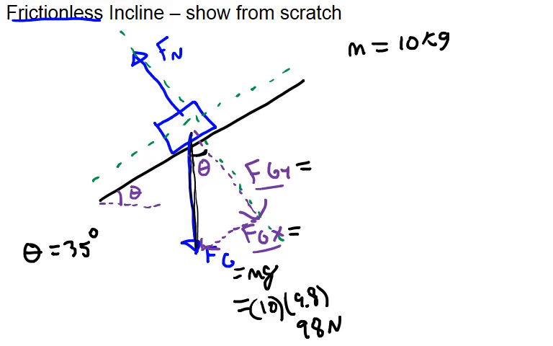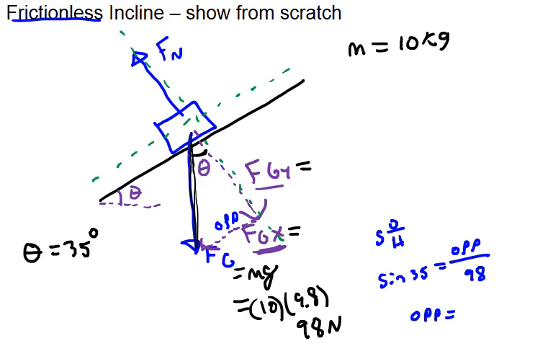All right, so for your force of gravity in the x here, that's the opposite side. So sine is opposite over hypotenuse. So we have the sine of 35 equals opposite over the hypotenuse, which is 98. So the opposite side comes out to be 56.2 newtons. And then FGY is the adjacent side.